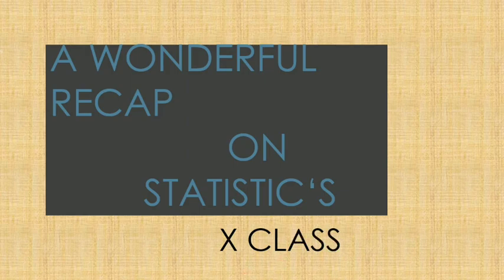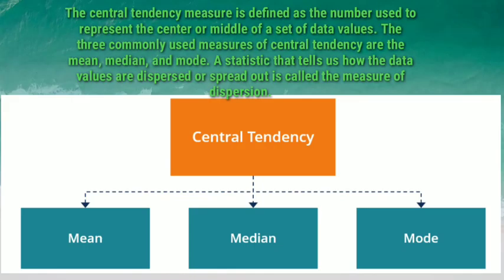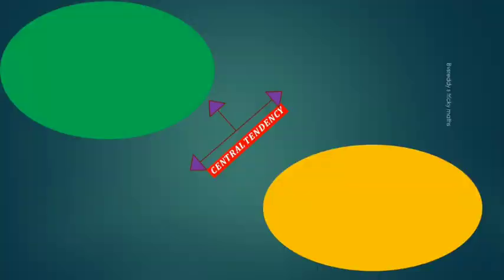We learn today the recap of statistics. First point is central tendency. Central tendency is defined as the number used to represent the center or middle of a set of data values. Particularly, there are three in number: mean, median, and mode. Let us see the details of them.